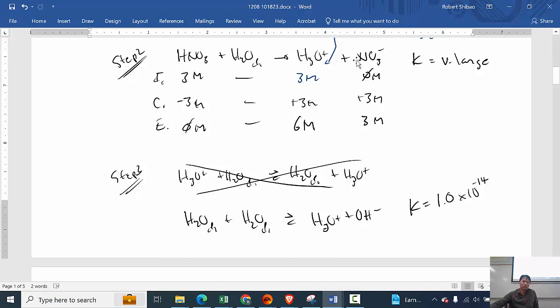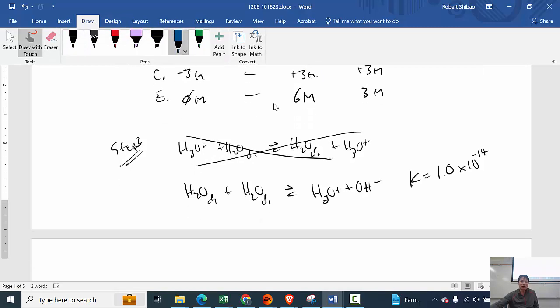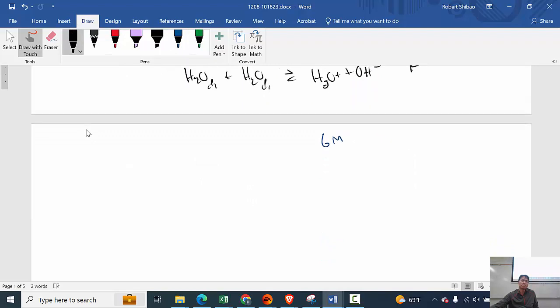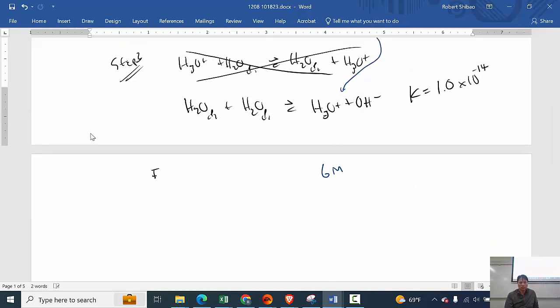Not only is it not going to produce much hydronium, we already have a lot of hydronium to begin with, because we have to factor in step two. We ended step two with 6 molar hydronium, and that's what we're going to start step three with. Water's a pure liquid, and 0 molar hydroxide. So the change is going to be plus x molar, plus x molar. And so at equilibrium, we're going to have 6 plus x molar and x molar.